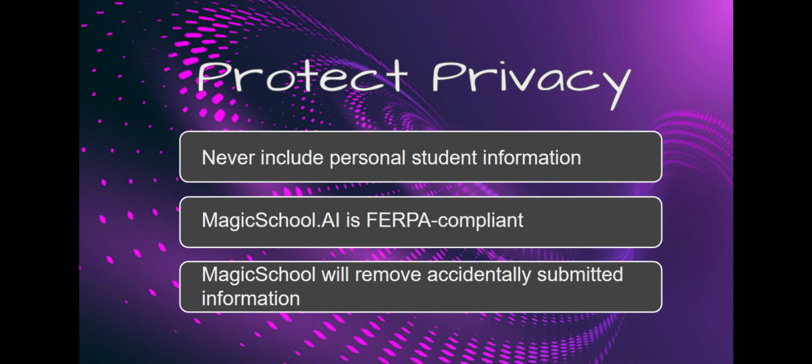Okay. Now, Magic School is FERPA compliant, so they do their best to make sure that all personally identifiable information about students is not included in their AI engine, and the system actually will, using AI, figure out when something looks like it might have been accidentally submitted, personal information that shouldn't have been there, and it will purge that from their system on a regular basis. So you are kind of being protected a little bit, but still, ultimately, you should make sure that you're not putting personally identifiable student information in there.